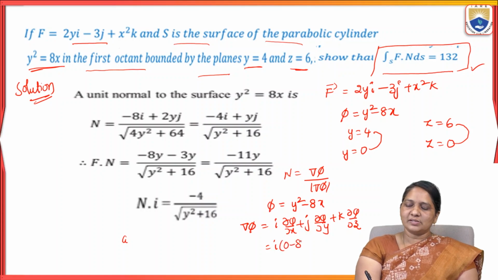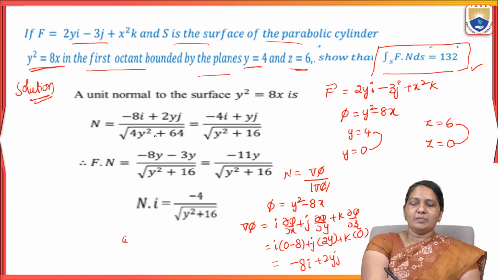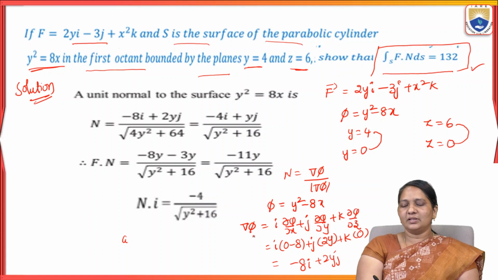So 0 minus 8i plus j into dou phi by dou y; with respect to y, y square is 2y, and plus k into dou phi by dou z. Here we don't have the z, that means this value is 0. So finally we got minus 8i plus 2yj. This is the del phi.